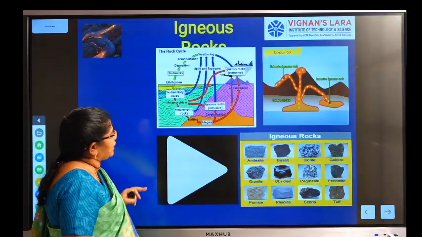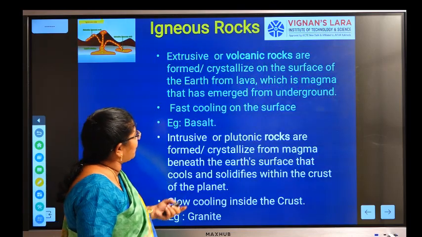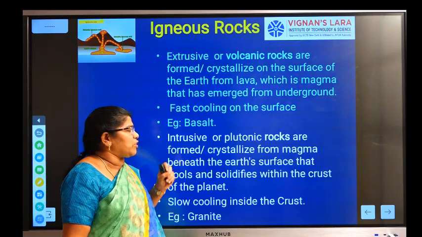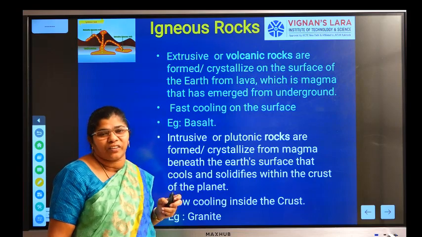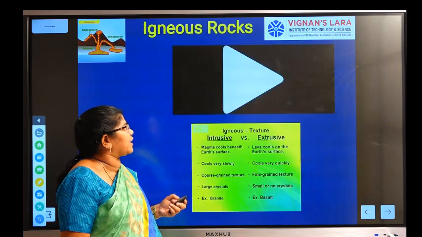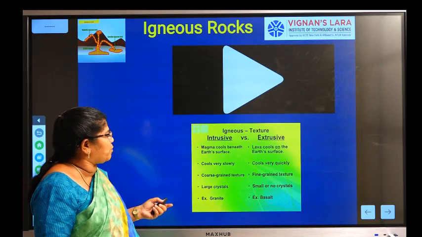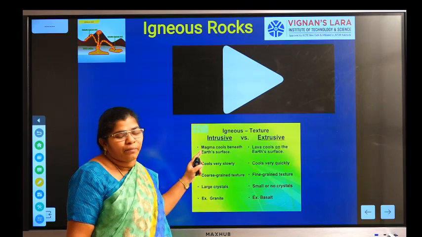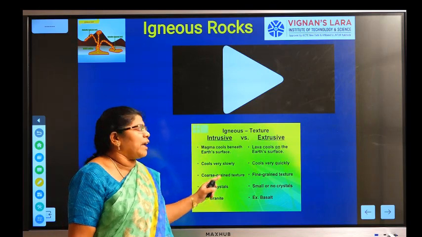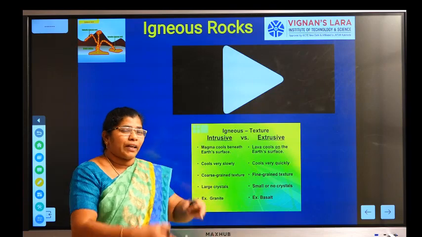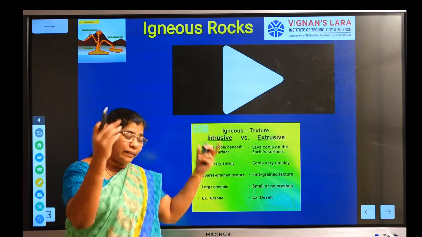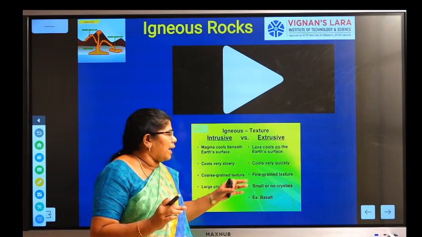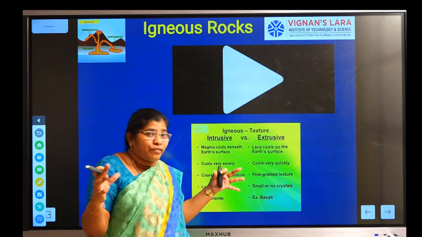So now we will see the next one. We will see about the extrusive rock, that is the volcanic reaction, and the intrusive rock, it is a plutonic rock. It is because of the crystallization action, right? So the next one we see about the difference between the intrusive rocks and extrusive rocks. The magma cools beneath the earth's surface, but the lava that is coming out of the volcano cools outside the earth's surface. And here the intrusive rock, it cools very slowly, but the extrusive rock, it cools very fast, right?